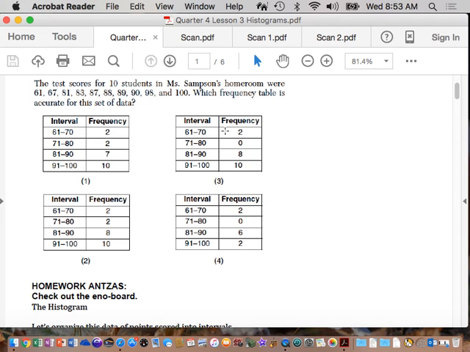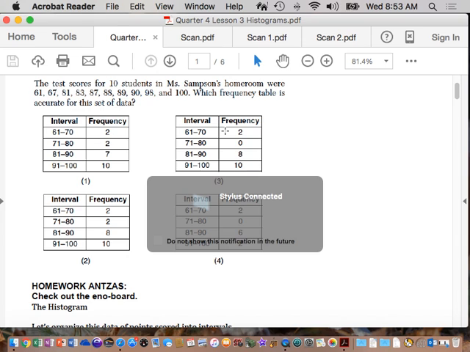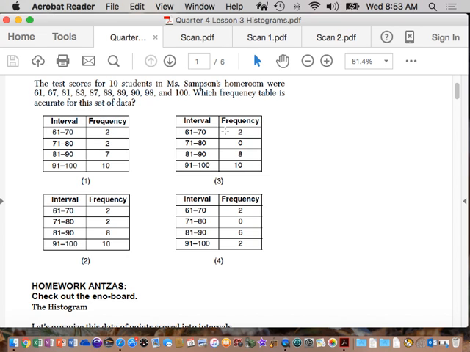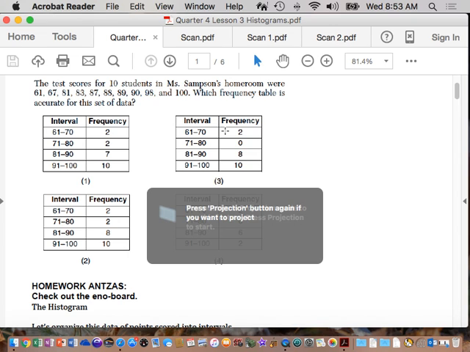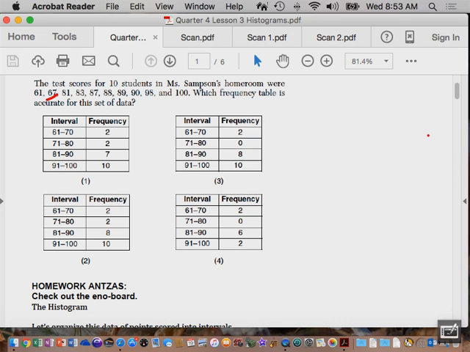So I look at the scores of these 10 students, and I see 61, 67, 81, 83, 87, 88, 89, 90, 98, and 100. And then I look at the intervals, and they go 61 to 70, and so forth. I notice that there are 2 scores that are in the 60s. So, okay, that's good. Great. They're all the same. Now I notice there's nothing in the 70s up to 80.